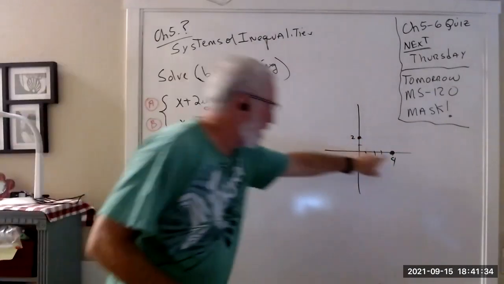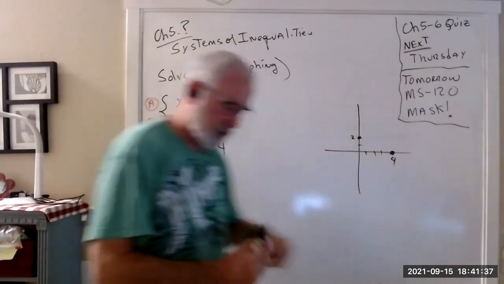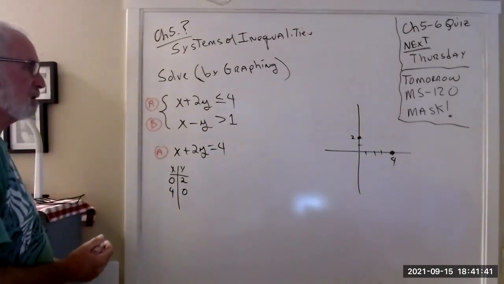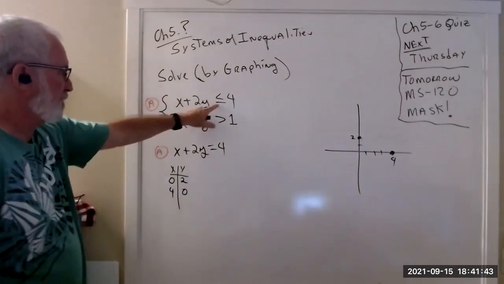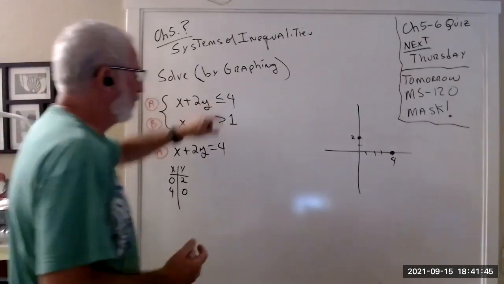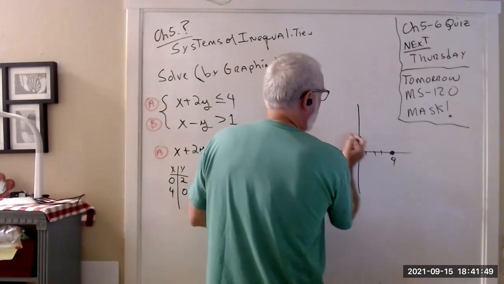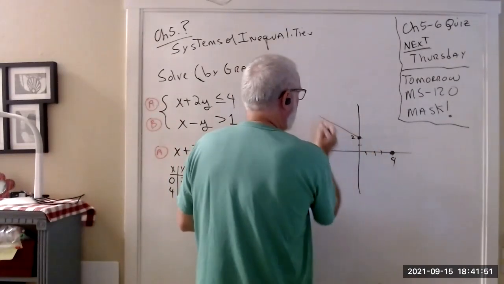I see my line right there. It's going to go there, but is it going to be a solid line or a dotted line? Solid, because of the equal sign. That tells me it's going to be solid. Okay, so I'm going to do this in red, which kind of looks like this.